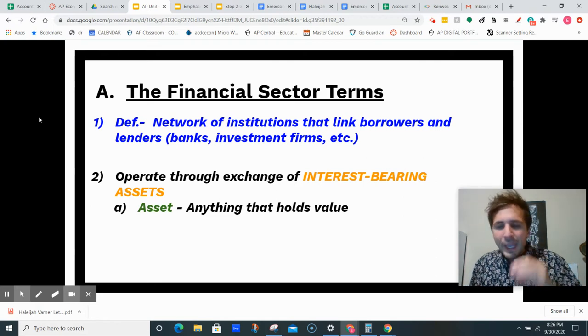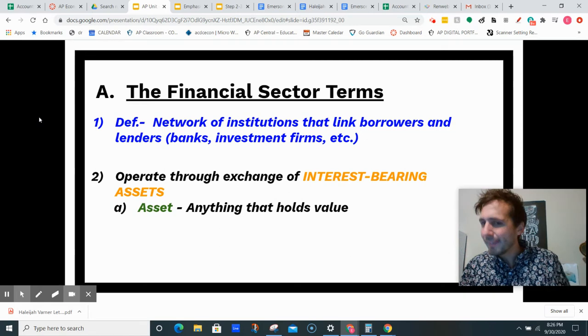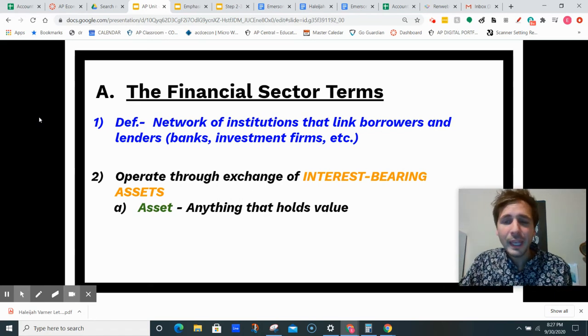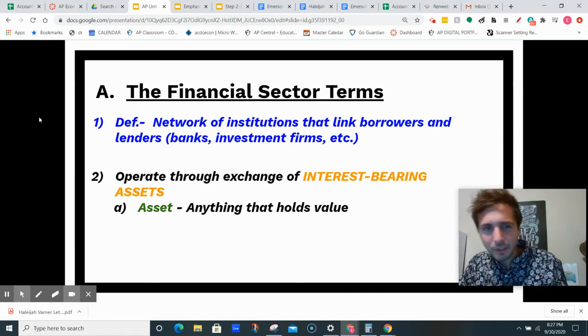Let's break it down. An asset is anything that has intrinsic value to it. So if I own equipment, that's an asset. If I own cash, that's an asset. It has value to me. I can exchange it for money and then use that money to buy other goods and services. It's liquid, in other words.